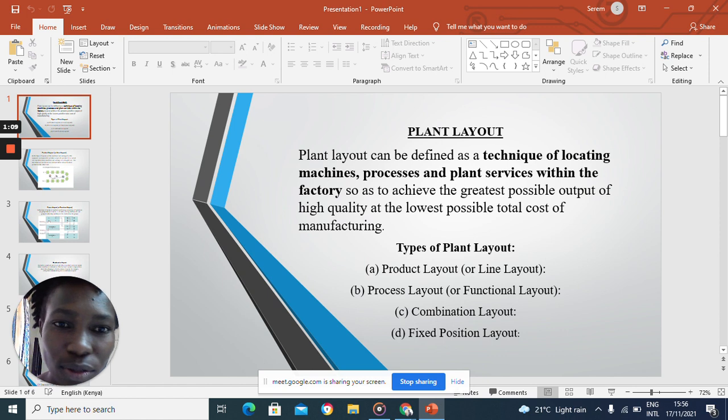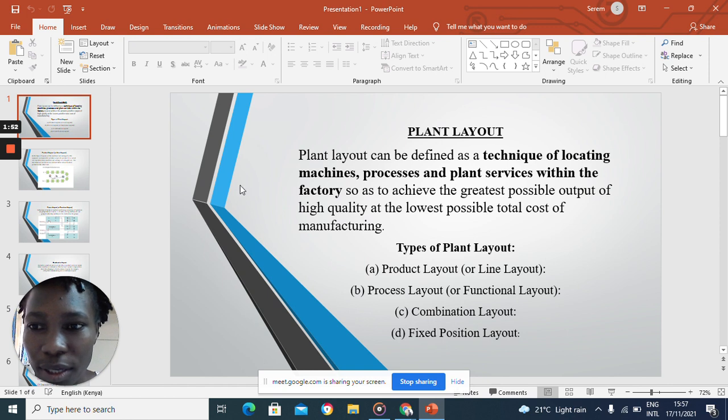So the first thing that we need to know is how to define plant layout. And how do we define plant layout? It is defined as the techniques of locating machines, processes, and plant services within the factory. As a food scientist, when you're going to construct your factory, you're going to be needed to know how to lay out your machines in regard to the processes and the services you're going to offer in that factory. So when you talk about plant layout, you're actually talking about the structure of the factory, the flow design, and the machine installation design. So let us look at the types of the plant layout.